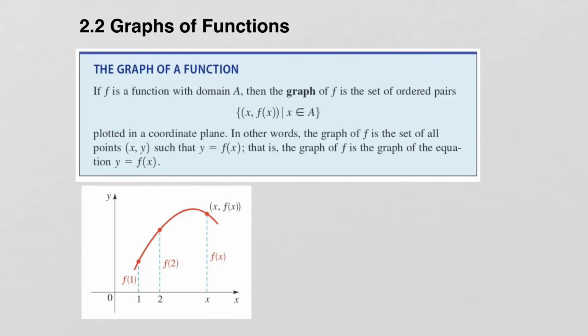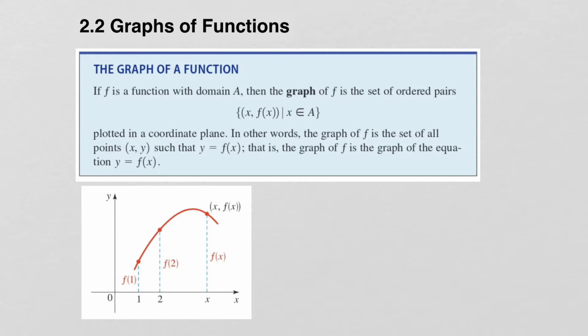In section 2.2, we look at graphs of functions. So let's recall that if f is a function with a particular domain A, the graph of the function is a set of ordered pairs. And those ordered pairs are (x, f(x)), where x belongs to the set A. That is to say, x is an element of the domain. And you plot those points in the coordinate plane.